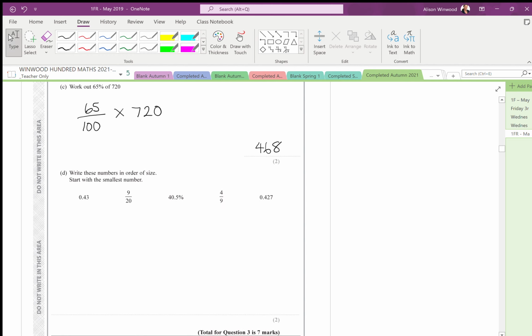To put these in order of size, first thing I'm going to do is put them all as decimals, using the SD button on my calculator to help. Percentage is over 100. So the smallest number there is 40.5%, then 0.427, then 0.43, 4/9, and 9/20.